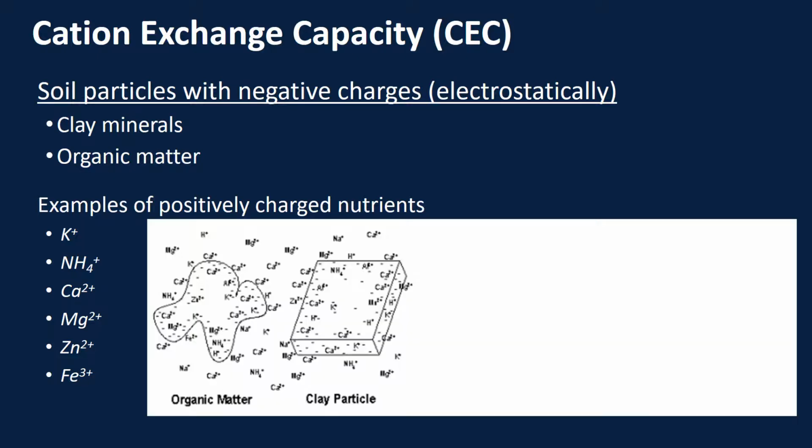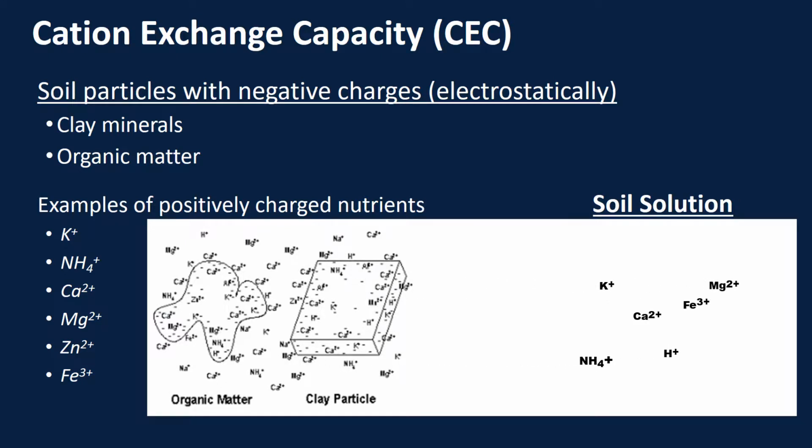If we take a picture here, we can see organic matter is in this area. We can see the different negative charges here that are holding on to these different positively charged nutrients. There's calcium and potassium. And then we have our flat plate-like clay particle right here that has negative charges and is holding on to some positively charged nutrients here as well. And then what we see is that in the soil solution, we also have positively charged particles.